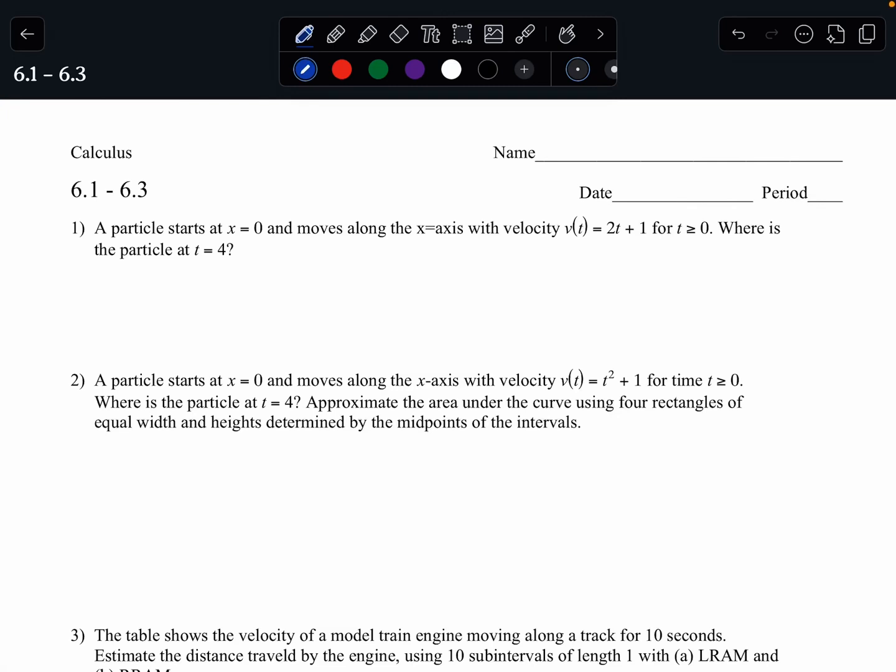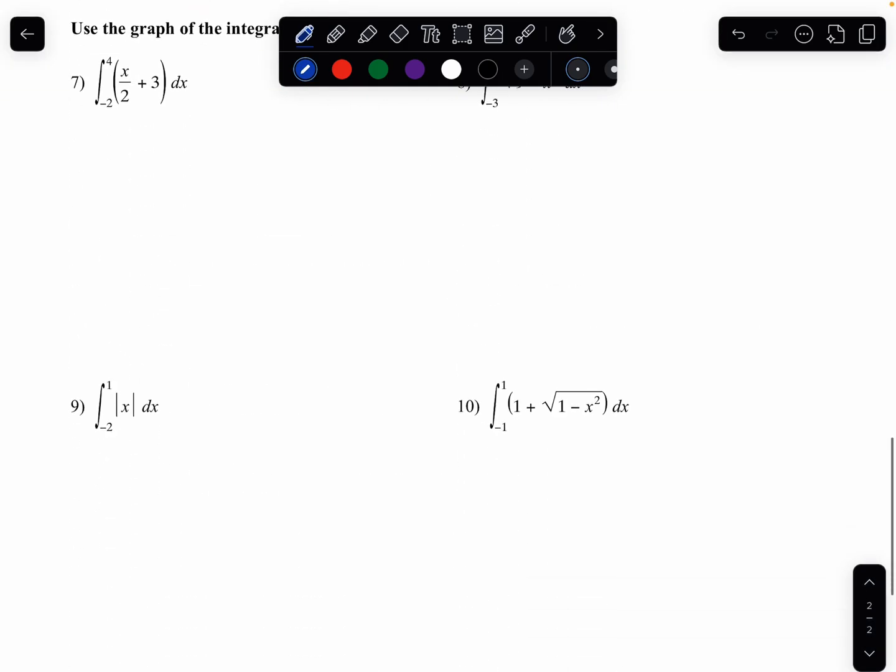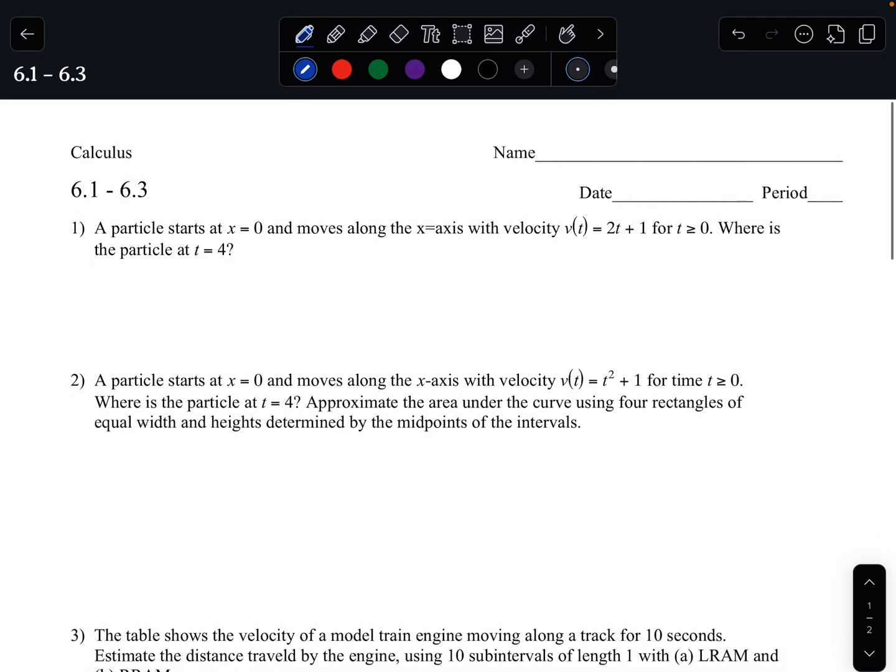Hey guys, this is going to be that worksheet for 6.1 through 6.3, which is basically just going to be highlighting some processes that we cover in 6.1 through 6.3. So using LRAM, RRAM, MRAM, and then just finding areas underneath some curves. So yeah, let's go through it.